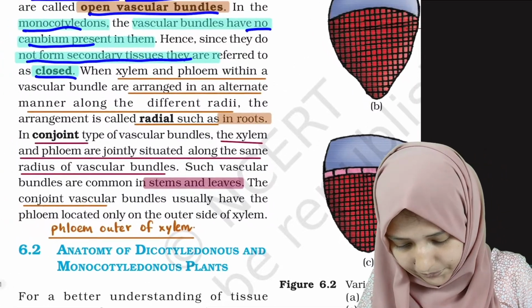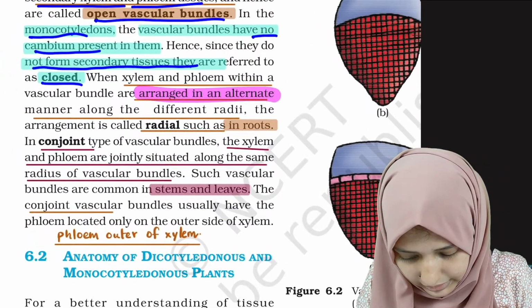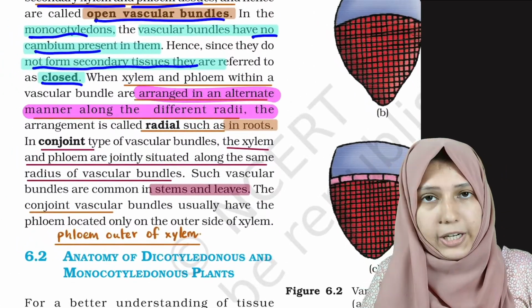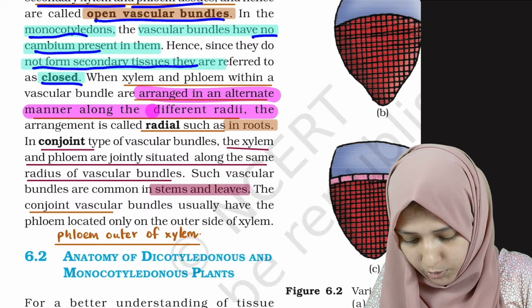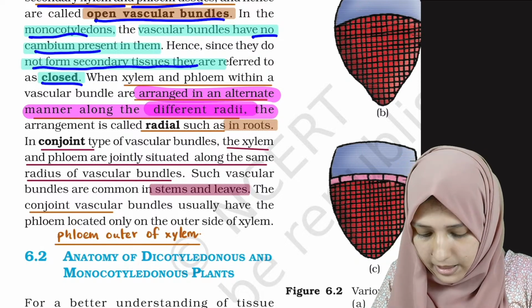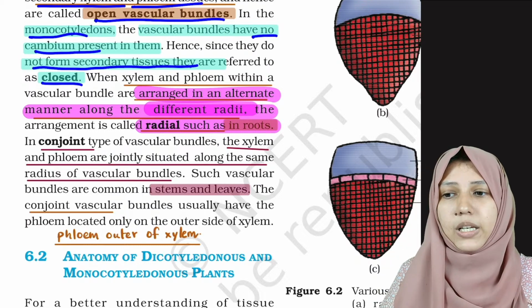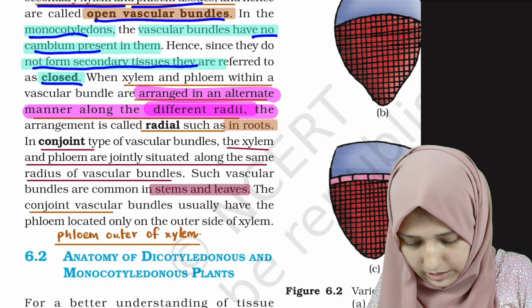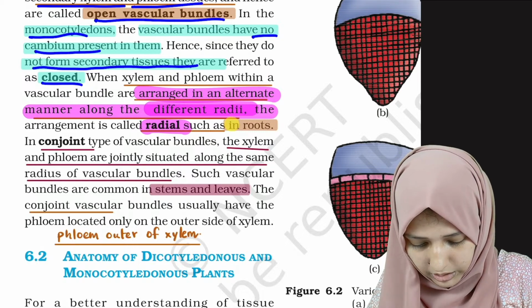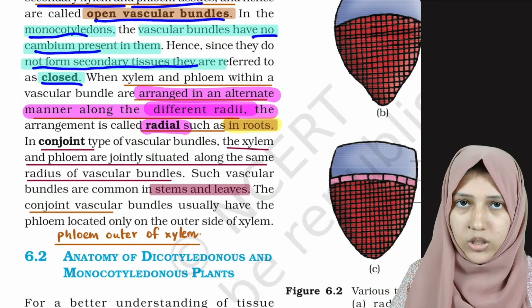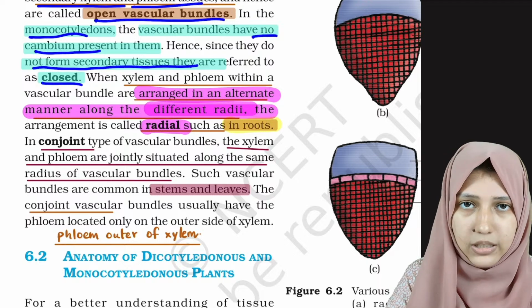Just see, if they are arranged in alternate manner along different radii. Different radii, this is the point to be noted. They are known as radial arrangement, and this type of arrangement is seen in roots. Always this type of arrangement is seen in roots.